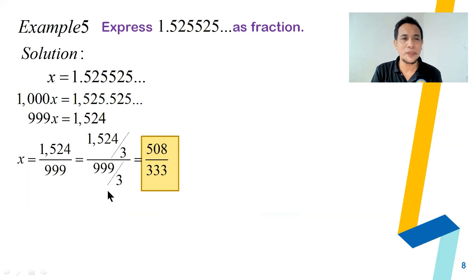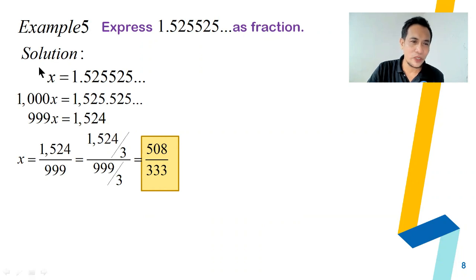Let's go to example number 5. Express 1.525525 as a fraction. Okay, you try to examine the given decimal, 1.525525. So meaning there are 3 digits in the repeated part, the repeated digits are 525. Okay, so the first step for our solution is to generate equation number 1.